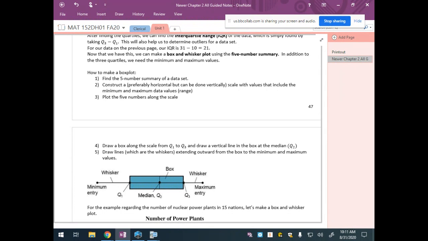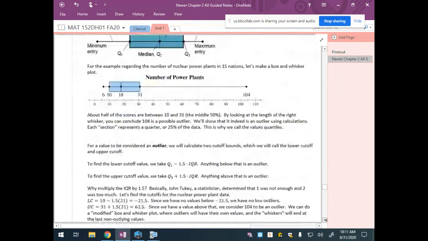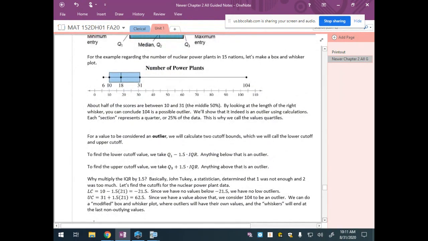Now, this is not exactly symmetric. This is what most box and whisker plots should look like, not perfectly symmetric. So for our example pertaining to the number of nuclear power plants, we make a box and whisker plot using our quartiles. See, this is what I mean by having it scaled. Yes, that 104 looks to be an outlier. Anyone want to guess what country that's from? Right here.